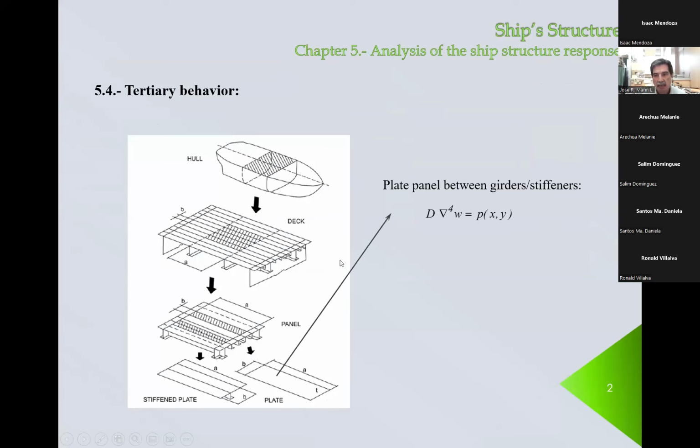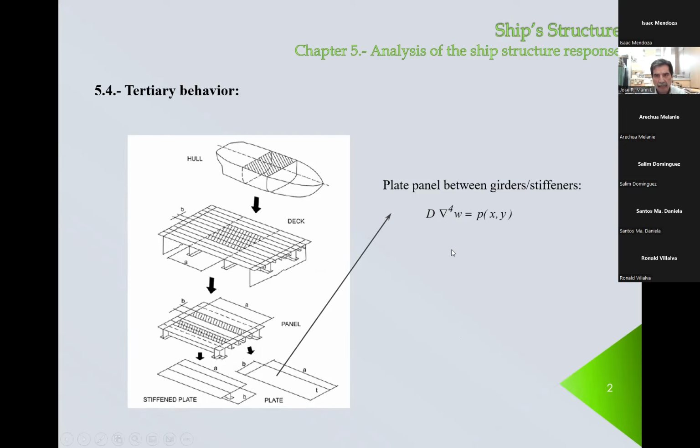Since it is a plate, we can go back to chapter 4 and we could try to find the thickness which solves this equation in such a way that the pressure will generate a stress which is below an acceptable limit. That's the idea of design.